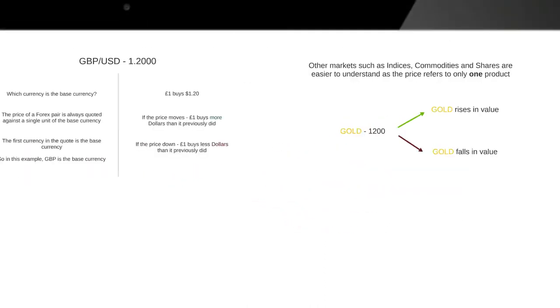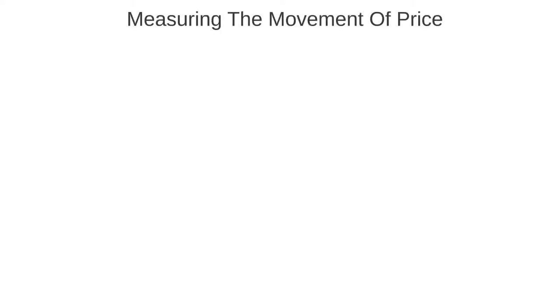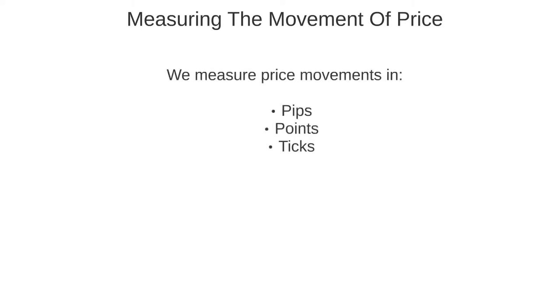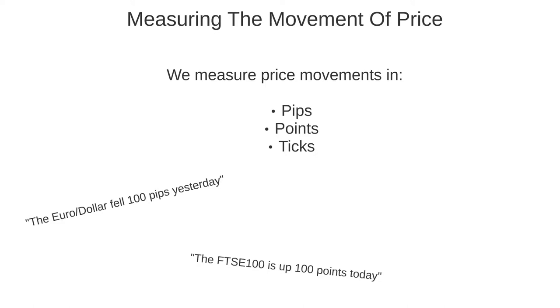Let's move on to measuring the movement of price, and this can be trickier than first expected. Typically, we measure price changes in pips, points and ticks. You may have heard other traders say something like, the euro dollar fell 100 pips yesterday, or the FTSE 100 is up 100 points today, or if the Dow ticks down, then I'm out, and wondered what they meant. Pips, points and ticks are simply measures of price movement within a market. However, understanding how much movement is equal to 1 pip, 1 point, or a tick can be confusing.